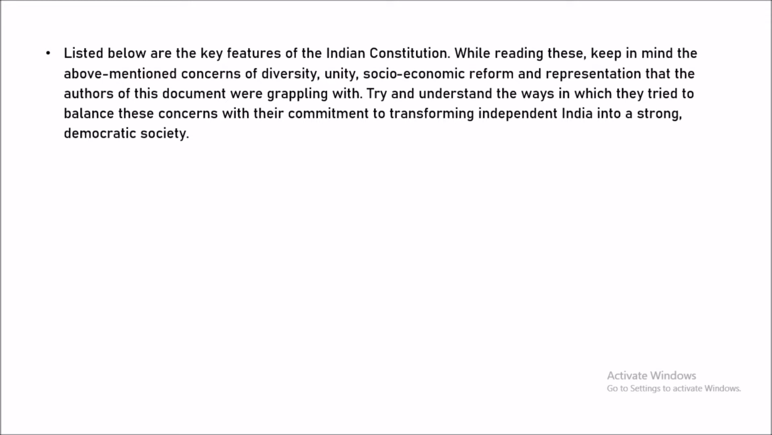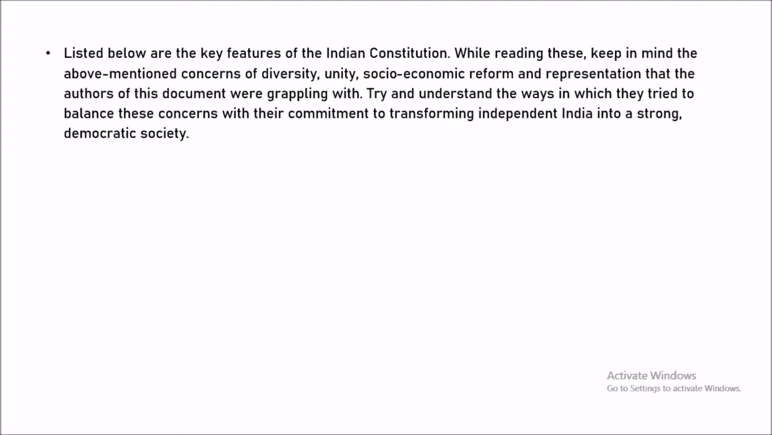So before we get into the details of the key features of the Indian Constitution, we all need to remember in our minds, my dear students, that the concerns are of diversity, unity, how to bring unity in this diverse nature of society, the socio-economic reforms and the representations that the authors of this document were grappling with. To understand the ways in which they tried to balance these concerns with their commitment to transforming independent India into a strong democratic society, first let us look at the feature of federalism.